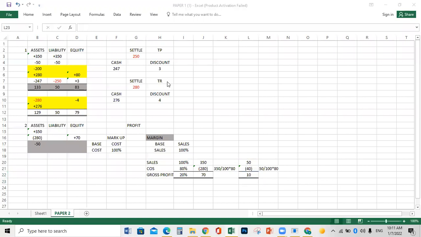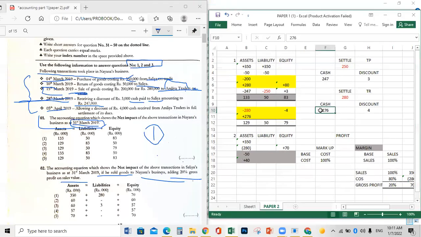Now see, guys, your trade receivable reduces by 50. But you're getting the inventory back. Because you're getting the inventory back, the cost of the inventory increases, which will increase your asset. But don't forget, now it's a return inwards. Before, you recorded the profit; now you should record a reduction in profit.